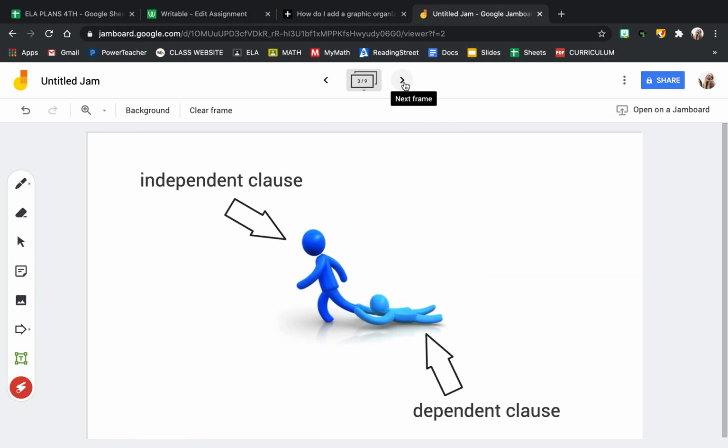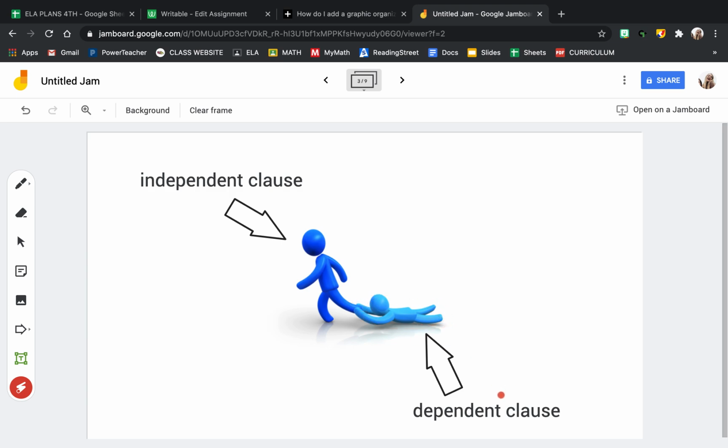Let's look then at the other kind of clause. We just talked about the independent clause. That's this guy right here. See him? He is walking on his own, doing just a fine job walking. But this dependent clause right here needs some help. Really, really needs some help. Obviously, he's hanging on to the independent guy's foot and being dragged along. He cannot walk on his own. He does not form a complete thought on his own.